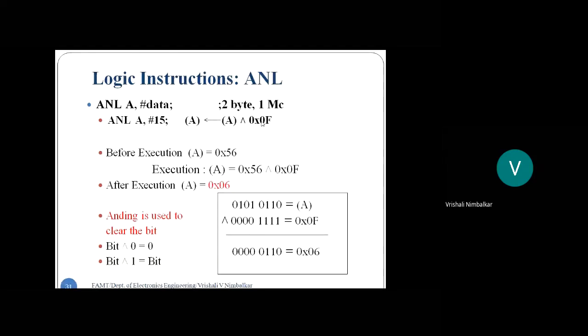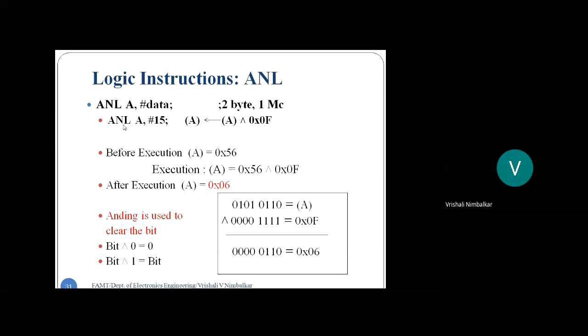So ANL A comma hash 15. This 15, meaning F, is ANDed (that's the symbol used for ANDing) with the accumulator and the result is stored back in the accumulator. It is a 2-byte instruction, 1 machine cycle. Okay. An example is given. Let us assume the accumulator had data 56 hex and the second data we are giving in the instruction itself is 15, that is 0F.